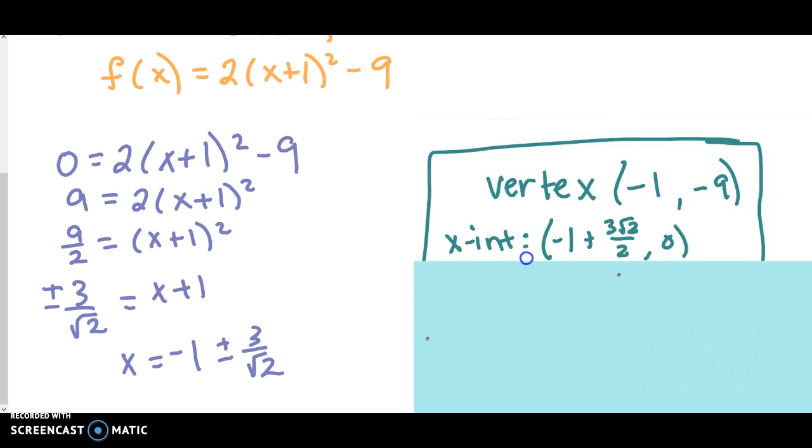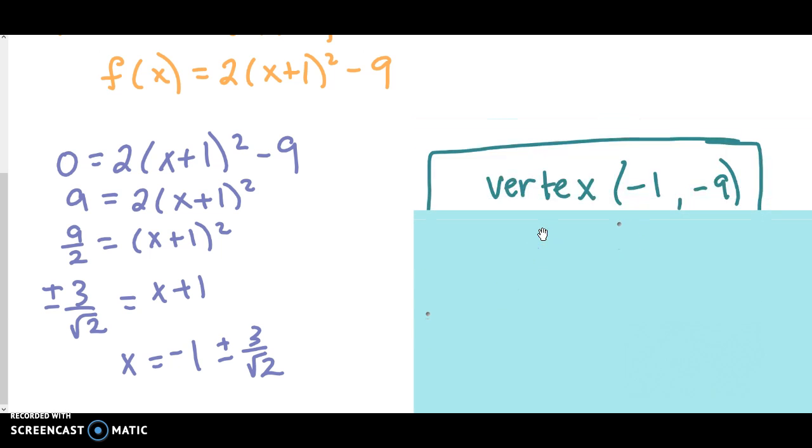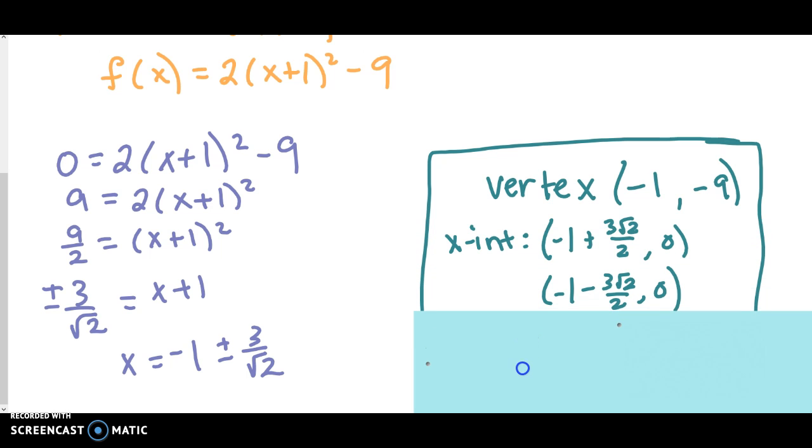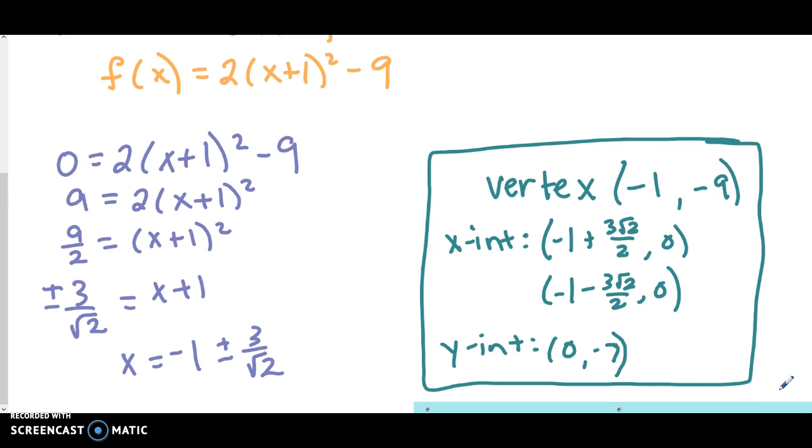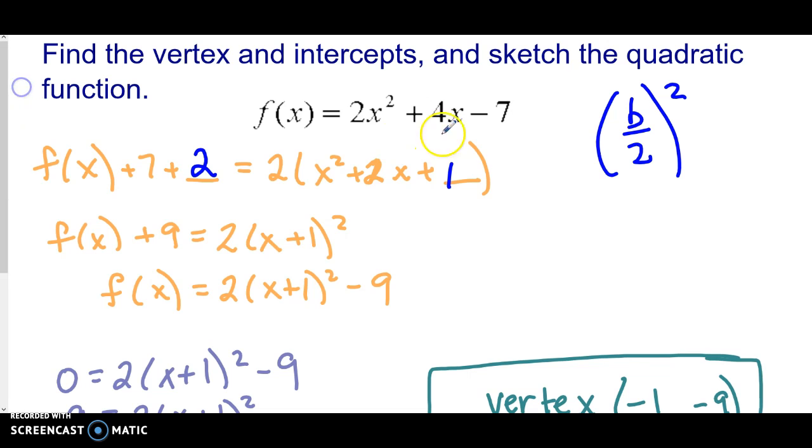So to actually answer the question, we have the vertex at -1, -9. I had 2 x-intercepts. Now these I didn't rationalize just so you guys could see it. And my y-intercept is at 0, -7. And how do I get that? Well, first of all, I would plug in 0 for x in any of my forms. Or if I go to my standard form all the way at the top here, I always know that my y-intercept is that constant in standard form.